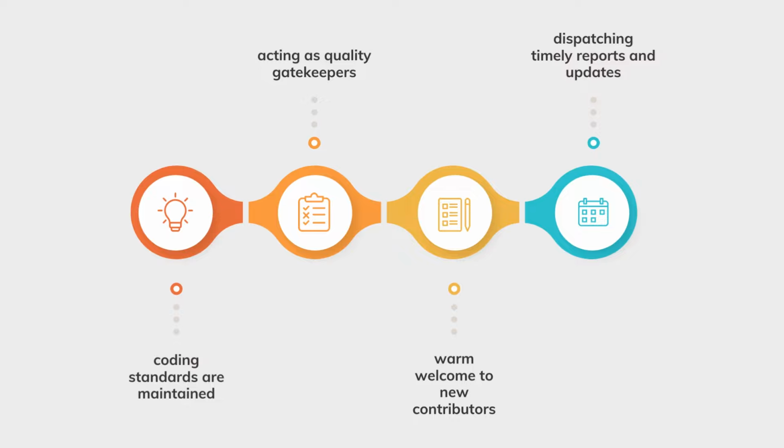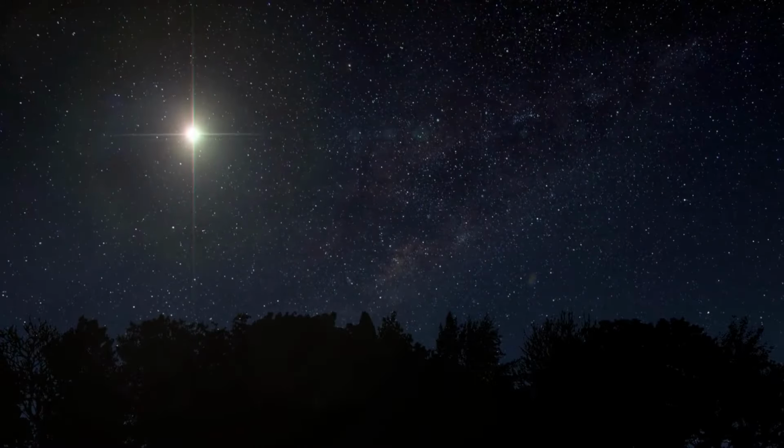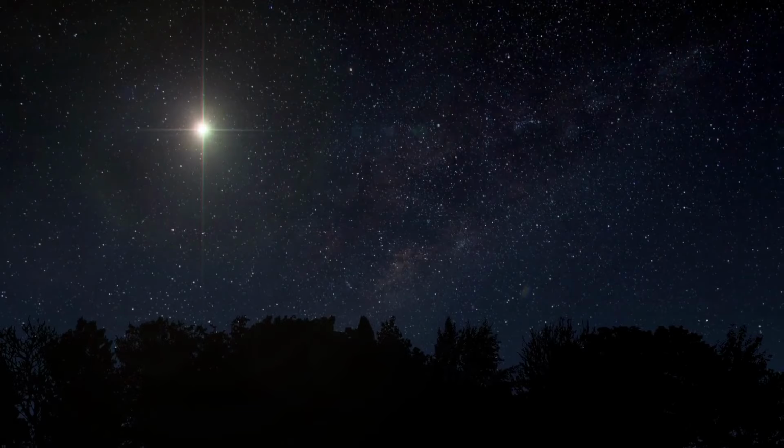Across the vast realm of software development, GitHub Actions stand as a beacon of automation. They represent a new age, one where precision, efficiency, and dynamism are not just ideals but daily norms. They ensure that each repository, irrespective of its size or complexity, operates at its optimal best. As you navigate the intricate pathways of coding and software development, let GitHub Actions be your guiding star.